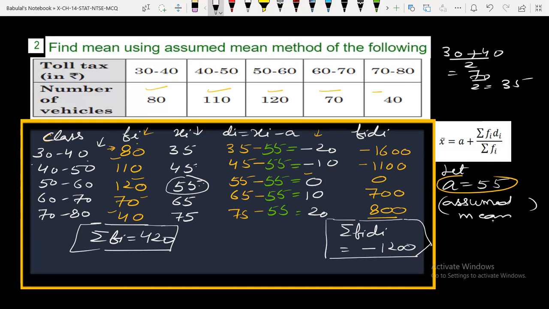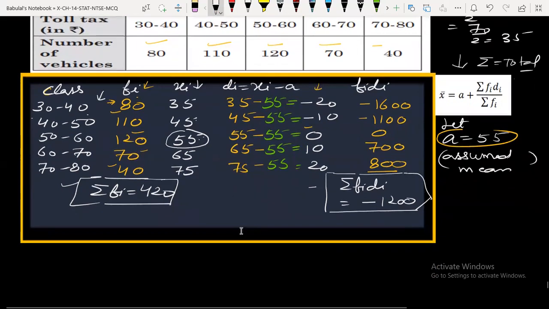Now we have got total fi, we have got total fi di, and we also have a. फॉर्मूला में यही तो चाहिए हमें. We need mean is equal to the assumed mean plus total fi di upon total fi. ये जो सिंबल होता है ये सिग्मा है, ये सिंबल होता है टोटल का, सम का. ओके, now we put the values here.